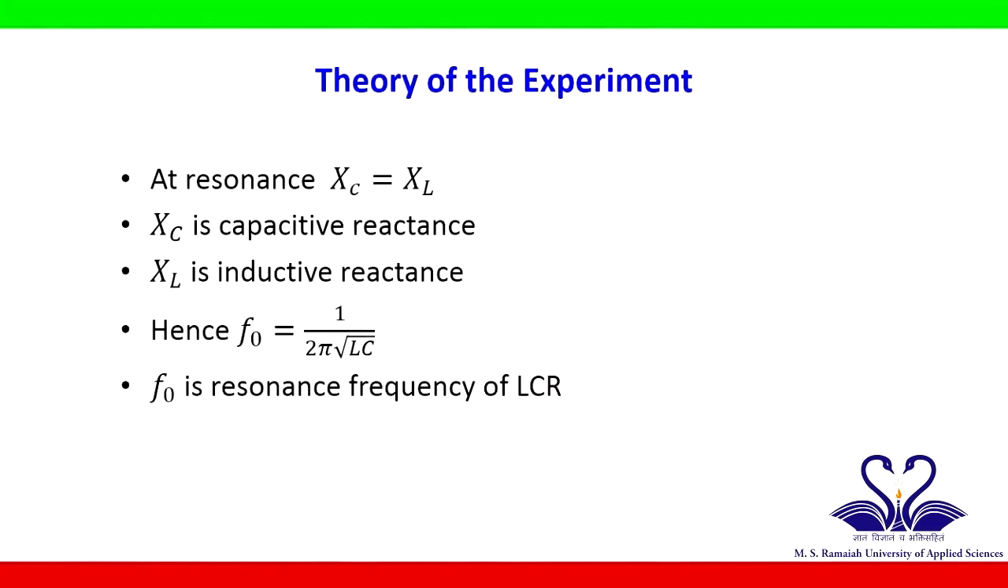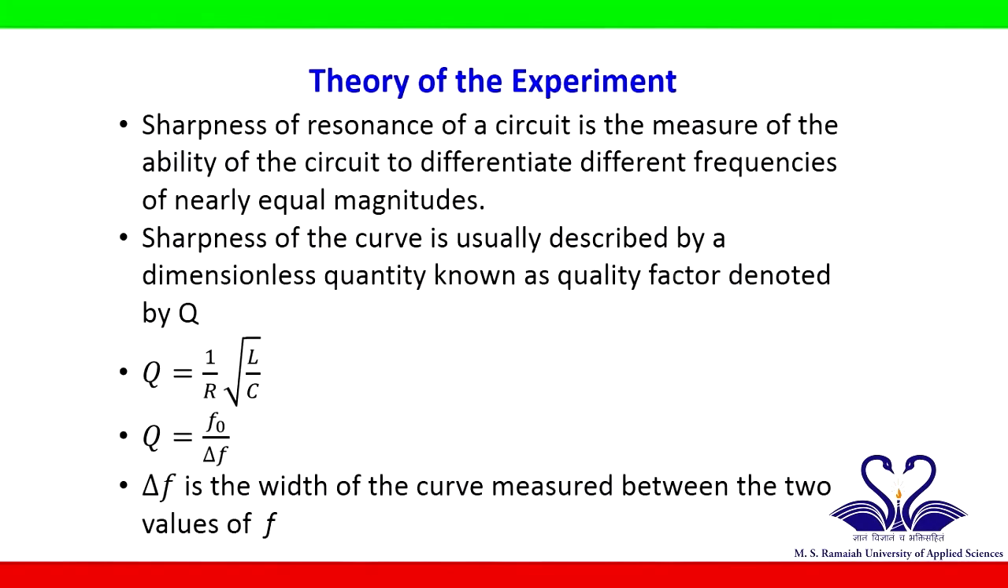An LCR circuit is said to be in resonance when the capacitive reactance XC is equal to the inductive reactance XL. Resonant frequency can be calculated from the value of capacitance and inductance using the formula as shown. Sharpness of resonance of a circuit is the measure of the ability of the circuit to differentiate different frequencies of nearly equal magnitudes, and it is a dimensionless quantity. Quality factor depends upon resistance, capacitance and inductance of the circuit.